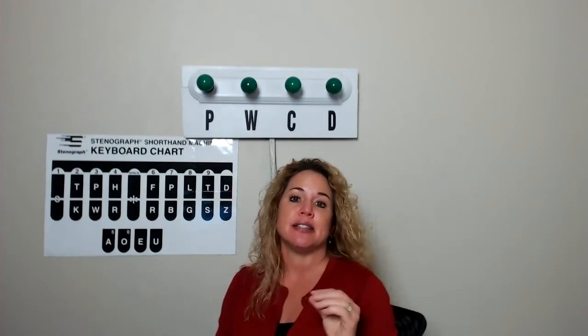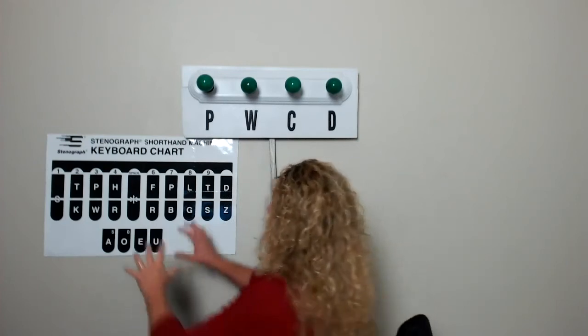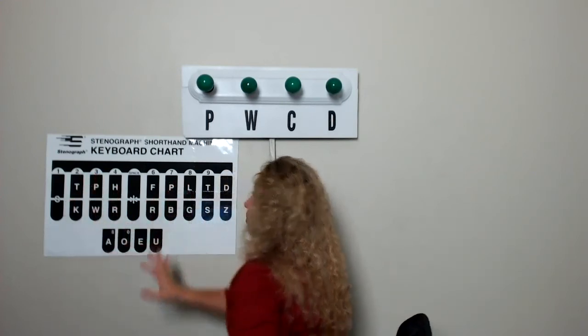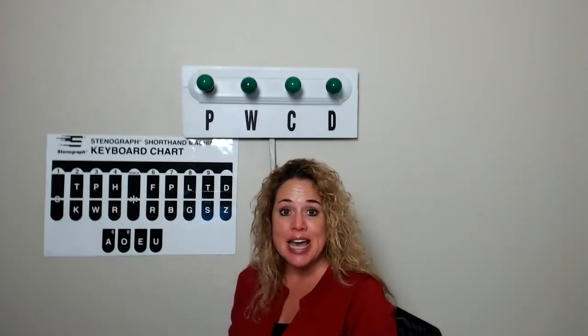Double letters are ignored. For example, if I have the word tell, T-E-L-L, I'm going to write that as T-E-L, okay? So even though it's spelled in English T-E-L-L, we only write it on our machine as T-E-L. Okay, so we ignore the double L.